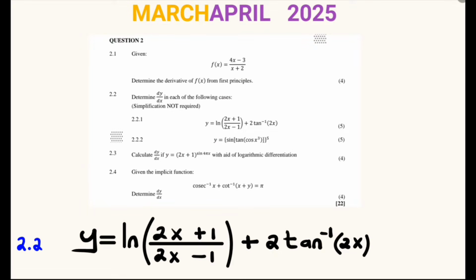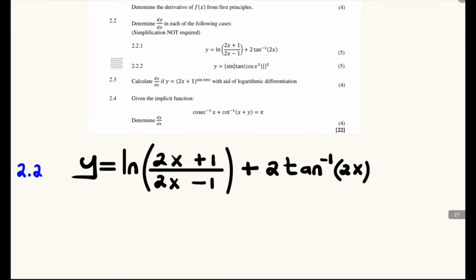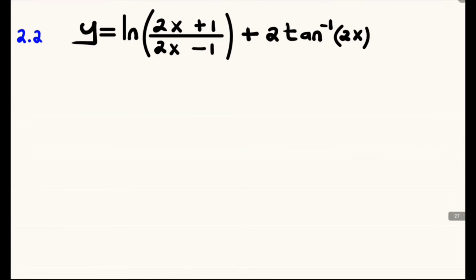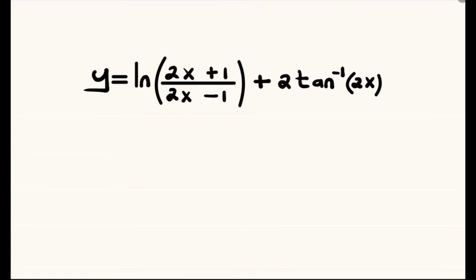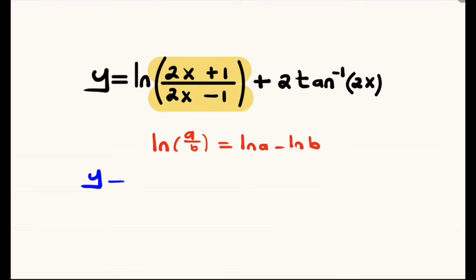Question 2.2.1, we are going to differentiate the following function. To differentiate the following function, for the first term we are going to use a logarithmic law, which states that if we have the ln of a divided by b, this is equal to the ln of a minus the ln of b. We have the 2x plus 1 as our a and the 2x minus 1 as our b.